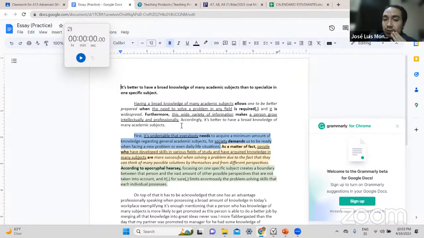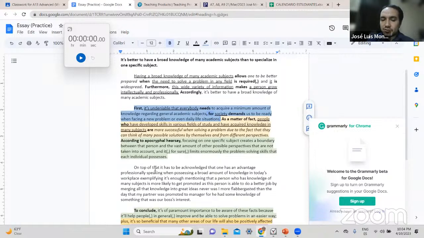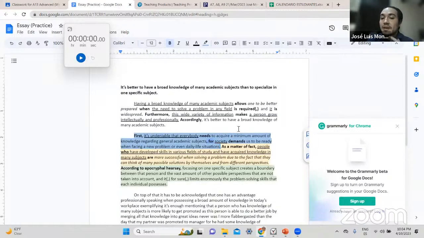But here, what you need to take into account is first the connection, some transitional words that we're using. Here, for example, you have furthermore, and you have according, right? Start, you have first, then you have this that is very important, the fanboy, that means reason. Then you have an example, a matter of fact. Then you have more examples, all right, according to apocryphal hearsay. And I believe that that's it for this paragraph. For the next one, we're not going to see that yet because we need to analyze that first. But the idea is this one.